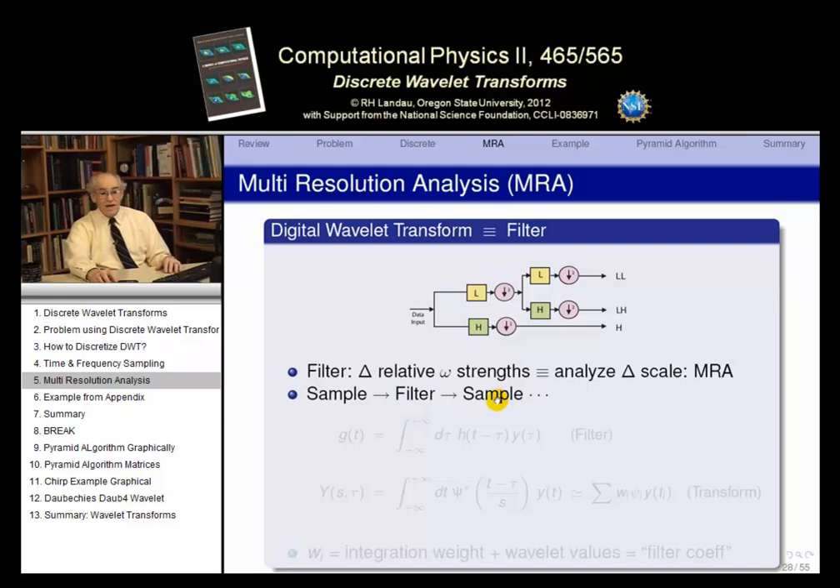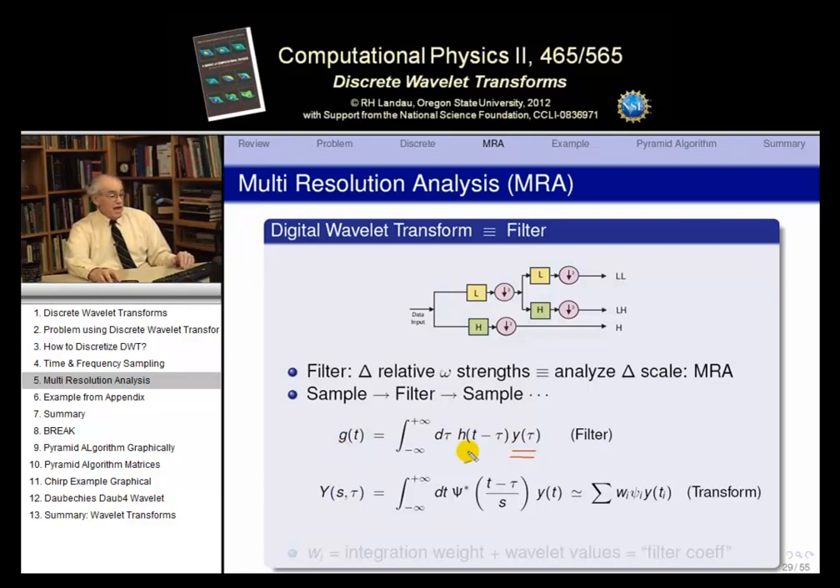Then we'll sample it again to resolve the signal at yet other scales and have more and other information. Okay? So mathematically, we have two equations here. g of t is a definition of the filter. You have to think back, maybe another 3 or 4 lectures to remember that, and if your memory's good, good. If not, here it is. So we have a filter, and we start off with a signal, y of t, and the output is g of t, and h of t is just the filter function, as we called it.